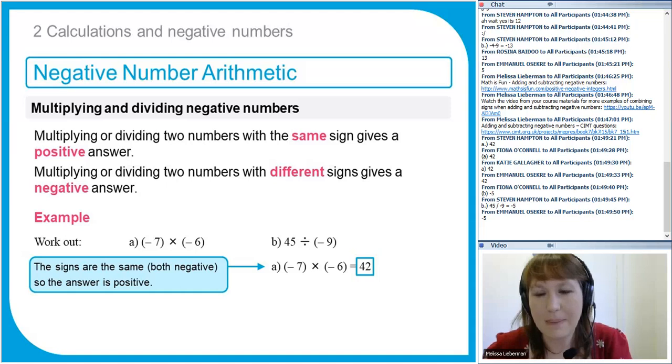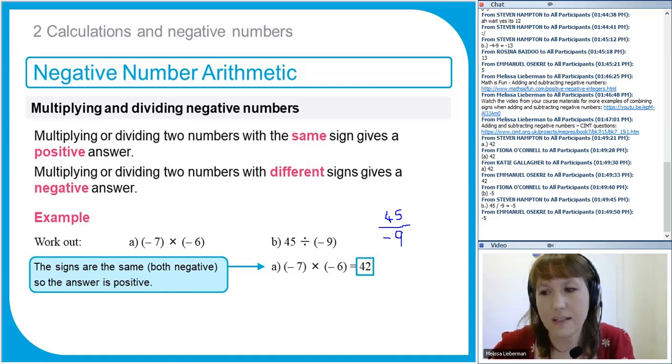How about part B? And we could also write part B like this. So we could also write part B as 45. I just want you to get used to seeing it written in the different ways. 45 divided by minus 9. So we can also write it like that.